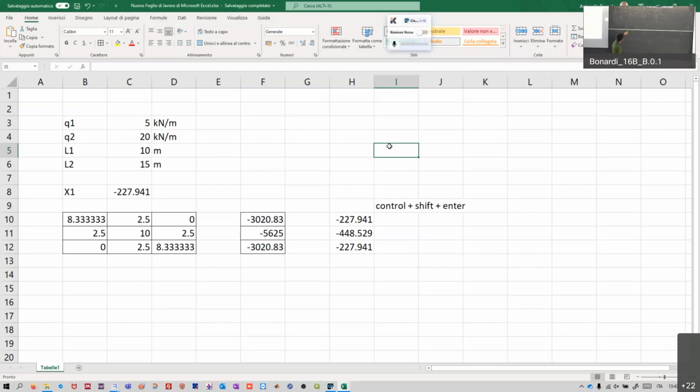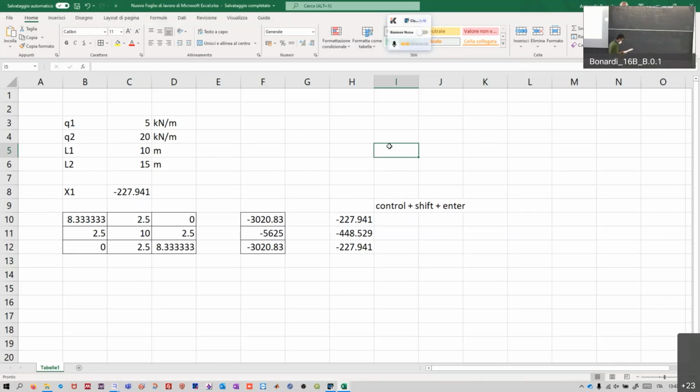So, VC has the lever arm L2. It is better to split all the terms. Minus VA times L1 plus L2, because the lever arm of VA is L1 plus L2. And VA is coherent with VC: when we bring VA on the right-hand side of the equation, it changes sign and we get minus.